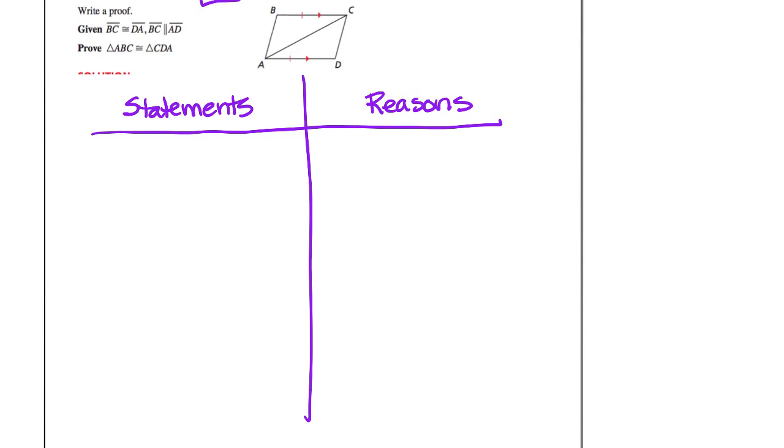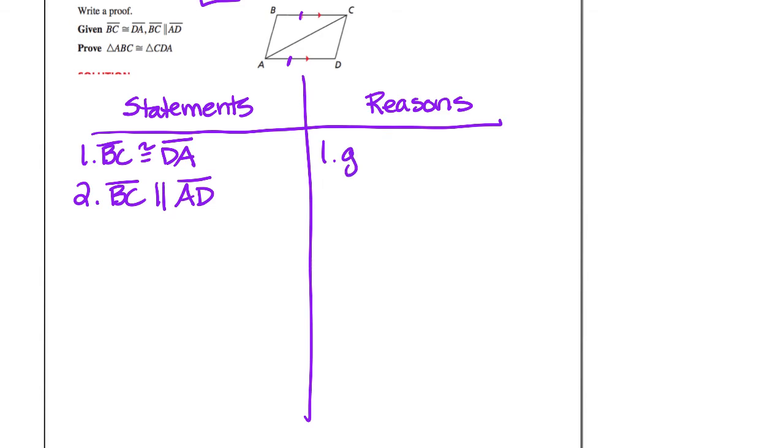So we're going to start with what we're given. So I'm given that side BC is congruent to side DA. So you can see how those tick marks are on there. That's great. It also tells me that segment BC is parallel to segment AD. So I'm just writing down that those are given to get them into my proof.